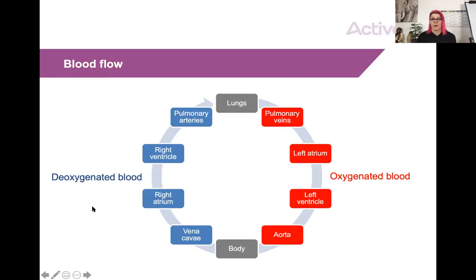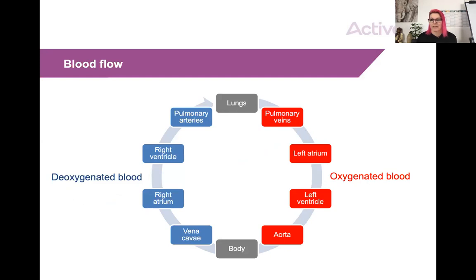So a little blood flow chart here might make it easier for you. So as I said before, with oxygenated blood coming in from the lungs into the heart by the pulmonary veins, always remember that as the vein. It's the vein to the heart. So pulmonary veins from the lungs into the left atrium, left ventricle, and aorta.